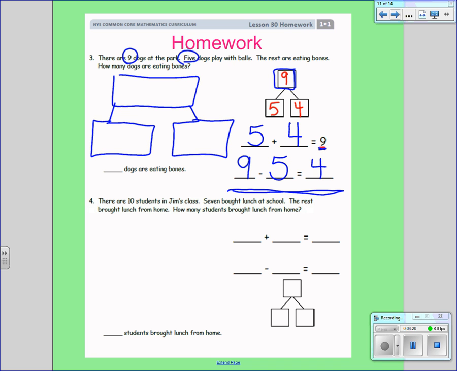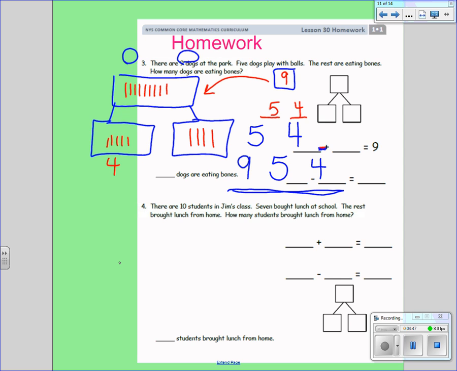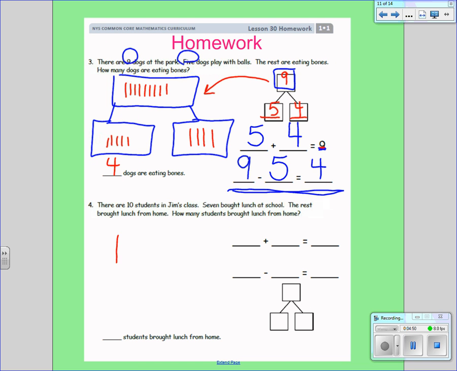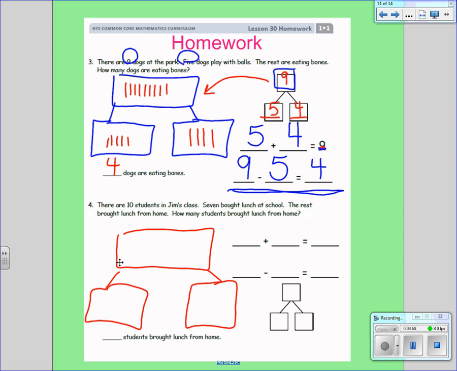They're going to take that information and they're going to draw it over here. 9 dogs at the park. 5 are playing with balls. So that leaves us with the 4 that are eating bones. So down here in our statement, we need to say 4 dogs are eating bones. Same thing down here. Make sure the students go ahead and draw that picture bond before they get started so they don't miss that part. And then you've got your math facts and your number bond.